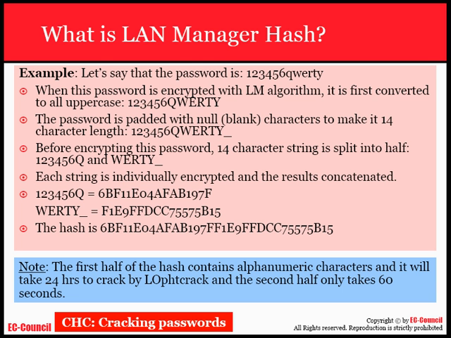Now, it'll take and encrypt that password. Before it encrypts it, what it does is split that in half: 7 on the first half and 7 on the second half. And then each individual string is encrypted. And then after I encrypt each separate string of 7, I take the results and I concatenate them to form my hash.